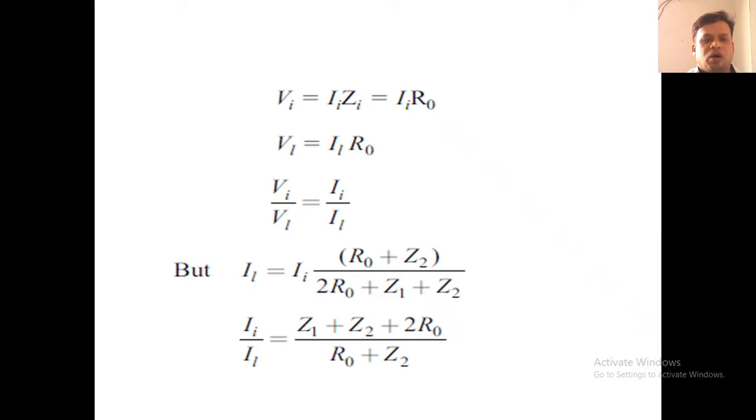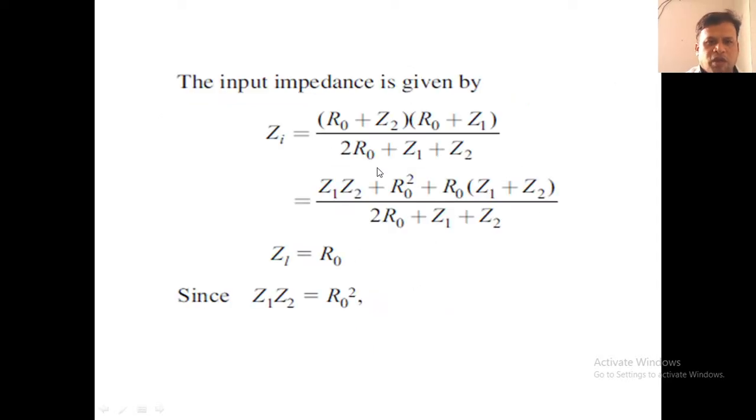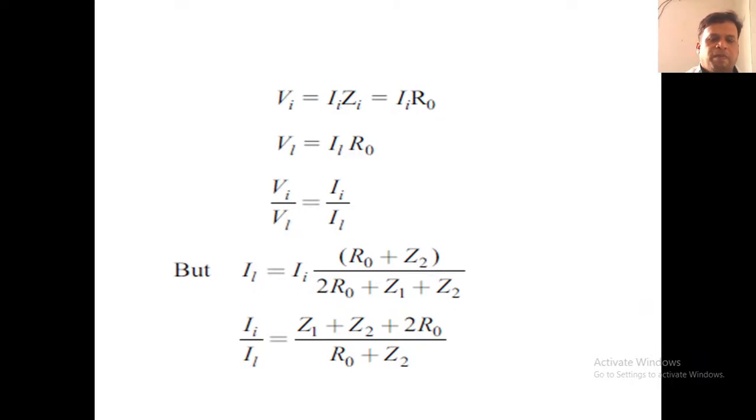Vi is equal to I1 into R0, and Vi by VL is equal to I1 by IL, but I1 is equal to I into R0 plus Z2 by 2 R0 plus Z1 plus Z2, that is nothing but total current into opposite resistance by total resistance. So, here by this figure we want to find out I1, this total current, or this IL, then total current into opposite resistance by this total resistance. By applying the current division rule, we get I1 by IL equal to Z1 plus Z2 plus 2 R0 by R0 plus Z2.